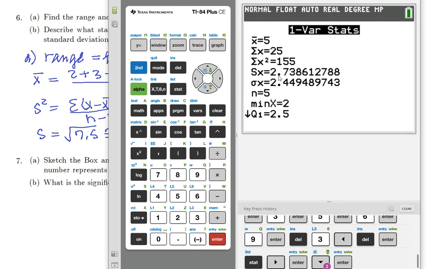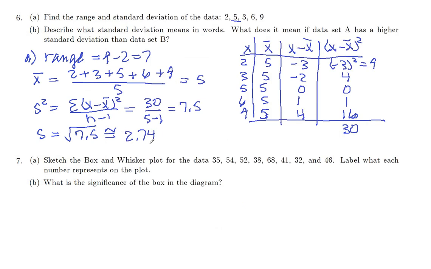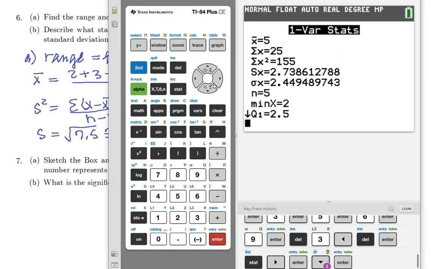Our standard deviation, 2.74. And that's what we got right there. So that double checks us. Remember the sigma x, that's the population standard deviation. We don't use that because we're not dealing with a population.